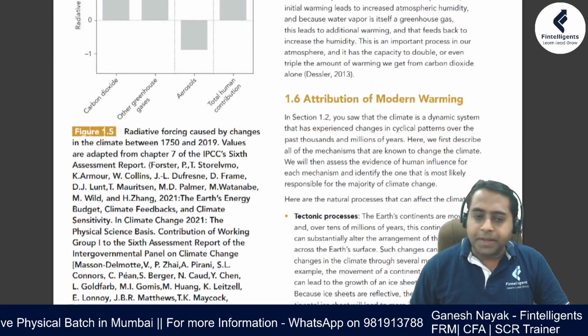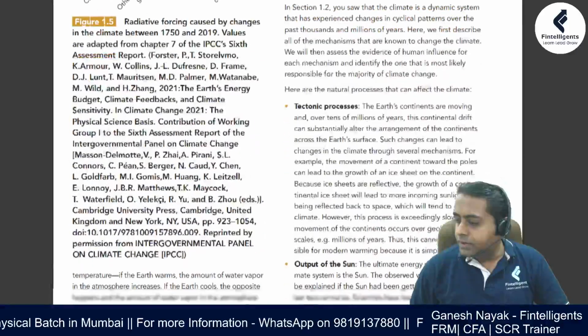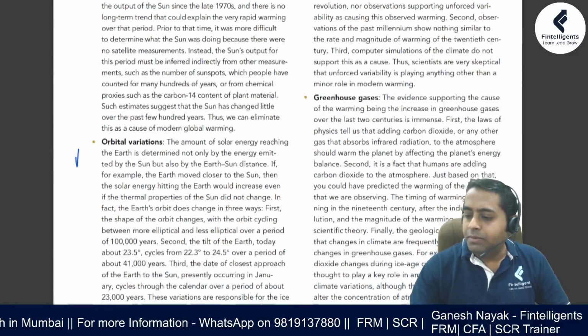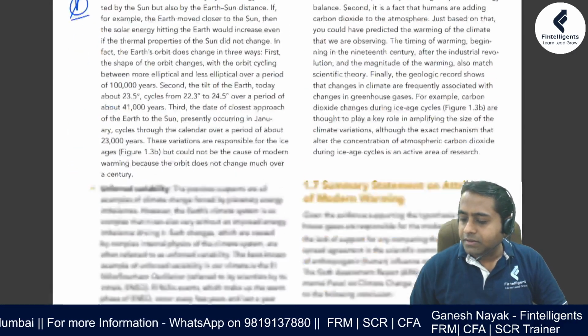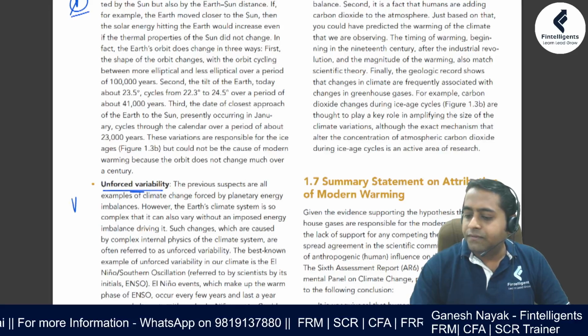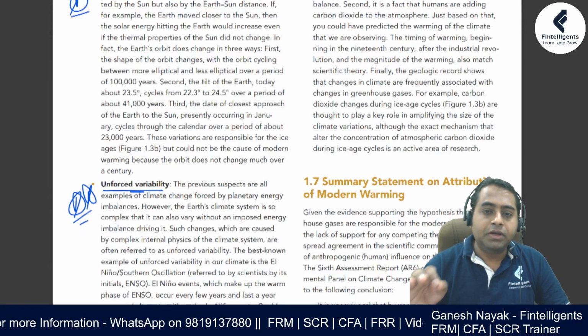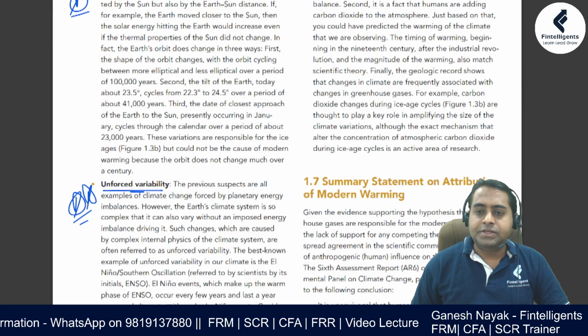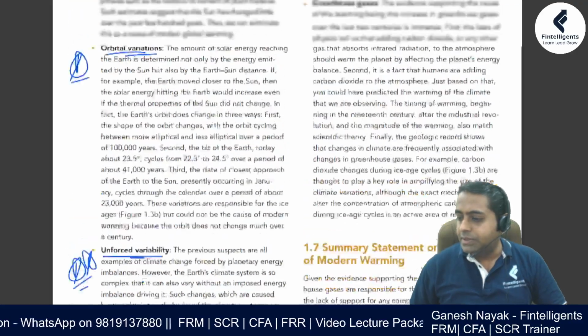Attribution of modern warming. Now over here, tectonic output. Orbital variation can get tested. Then unforced variability, mark it as double star, important. And this concept can be asked in theory or scenario based questions, very likely questions.